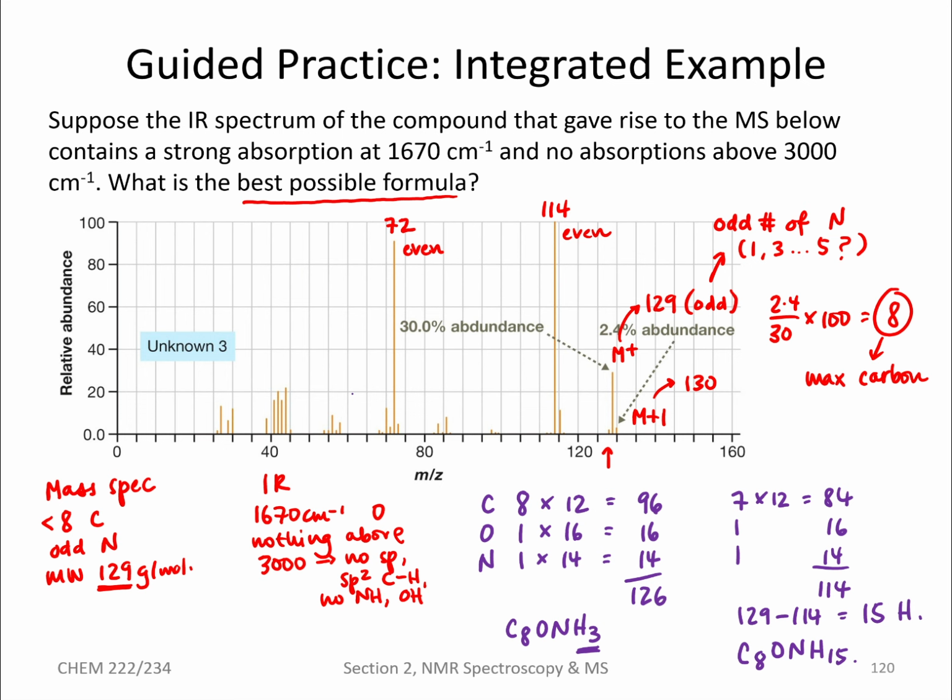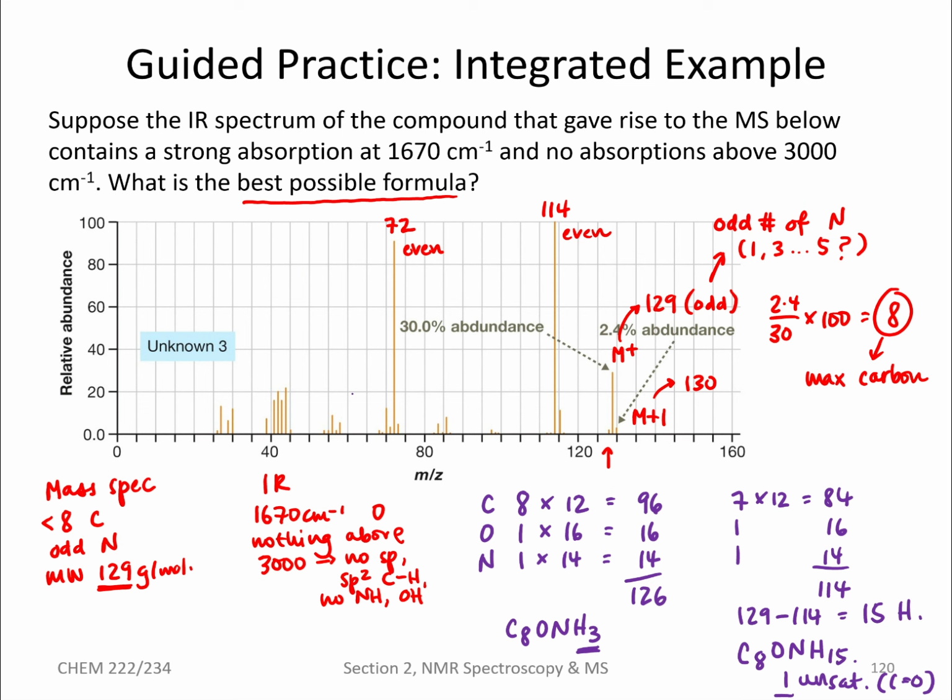But what we can do is just go one step further and calculate the units of unsaturation. Again, we can go by the comparison method. We can go using the fancy formula. Regardless of what we do, we're going to see that we have 1 unit of unsaturation. And that 1 unit of unsaturation makes perfect sense because we know we're going to need one in that carbonyl bond. And so, I mean, we're basically done here.